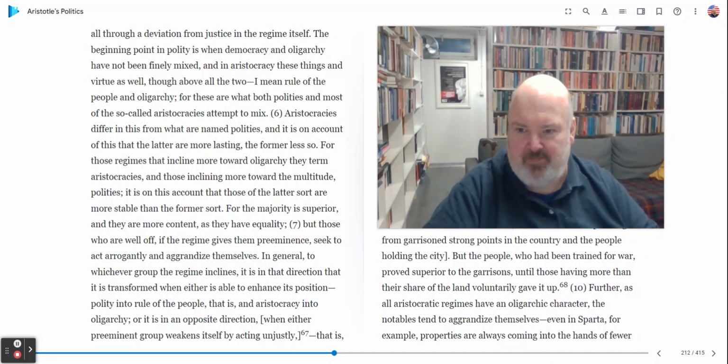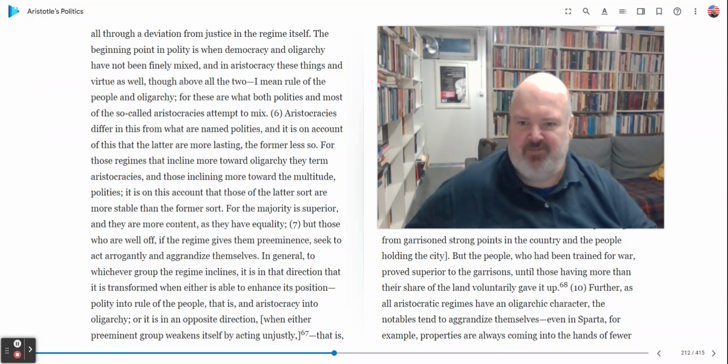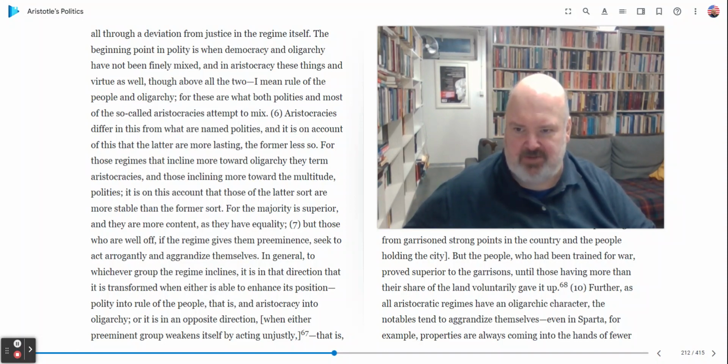Aristocracies differ in this from what are named as regimes, and it is on account of this that the latter are more lasting and the former less so. So wait a minute, what is less? The latter is more lasting and the former less so. The former is the aristocracies; these do not last as long. Aristocracies differ from regimes, and it is on account of this that the latter are more lasting. So what is the difference?